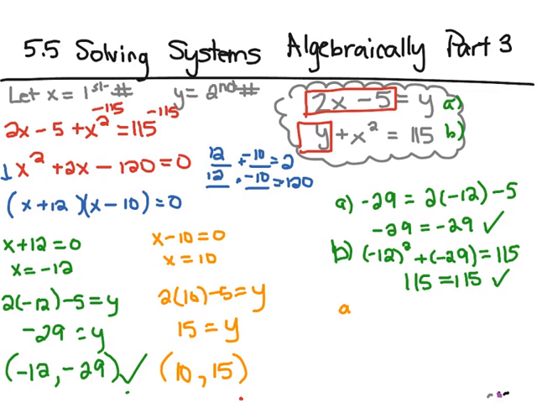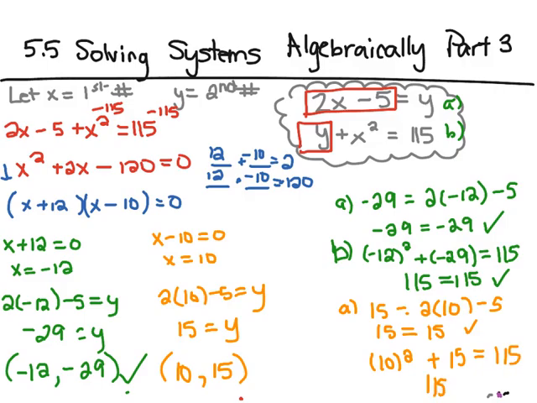Now let's test A and B with our orange. So 15 equals 2 times 10 minus 5, and we already know that this works. And 10 squared plus 15 is equal to 115. 115 equals 115. This works as well.